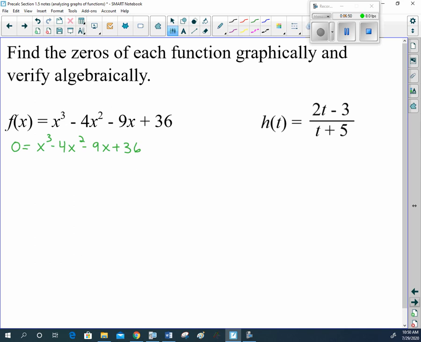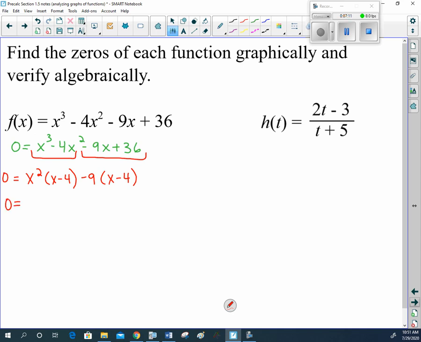Let's try grouping. Let's group the first two and the last two and see what happens. So out of the first two, I'll take out an x squared. That will leave me with x minus 4. And out of the last two, I'll take out a -9, and that will leave me with x minus 4. If it's going to factor by grouping, those parentheses should be the same, and they were.